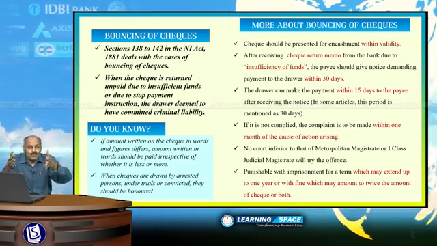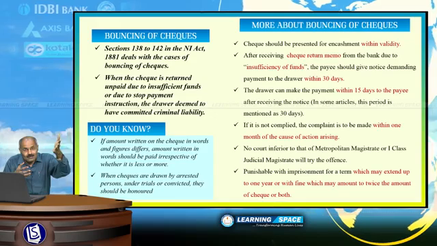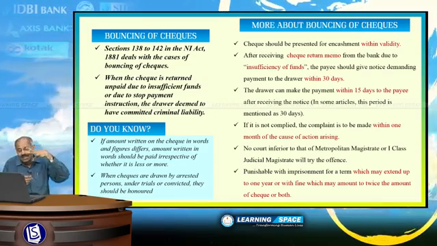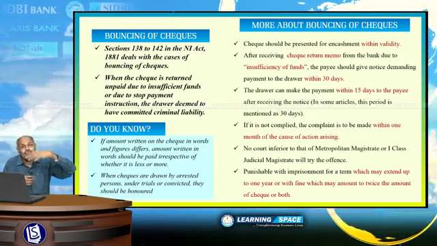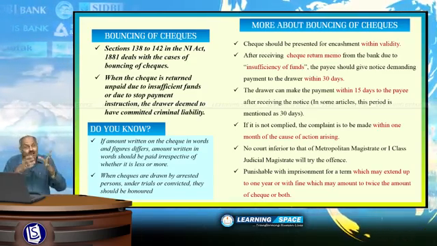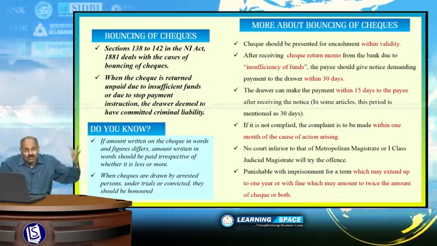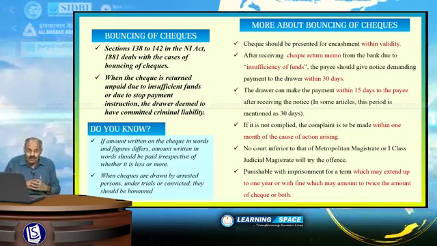So, these are the rules under the Negotiable Instrument Act 1881, and subsequently the court can impose imprisonment up to 1 year, a penalty up to twice the amount, or both. This is as per the Negotiable Instrument Act.